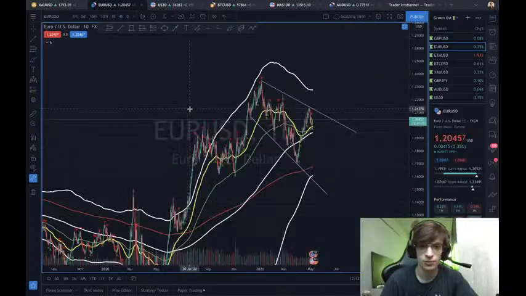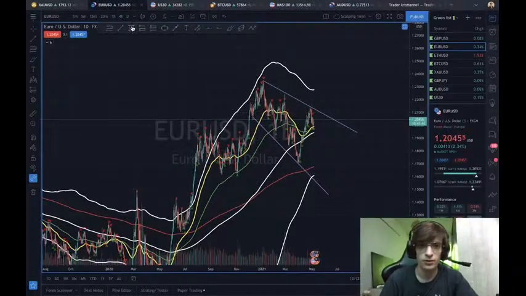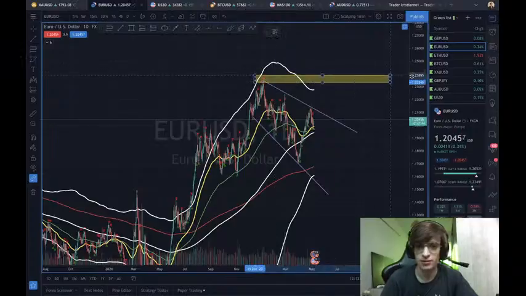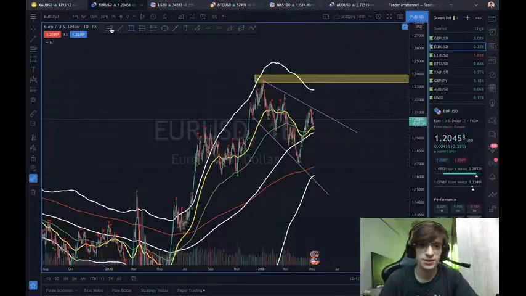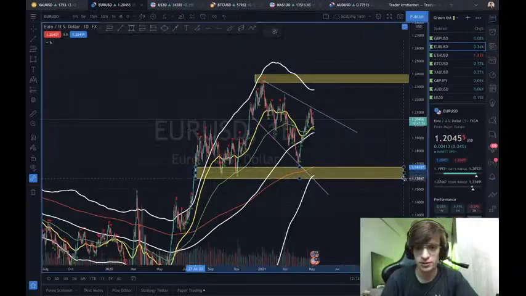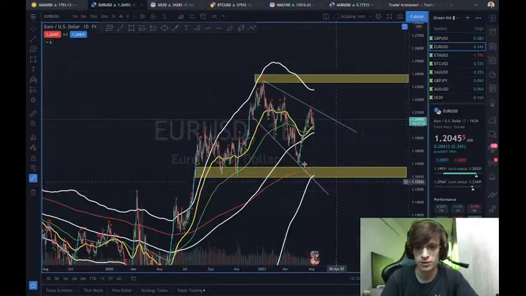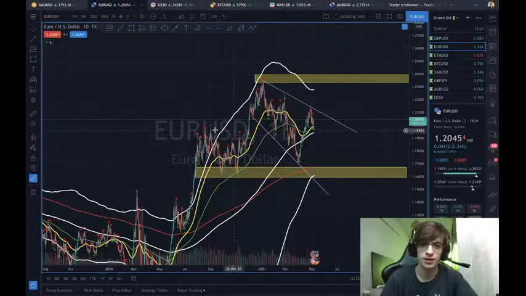Oh damn, we forgot important areas here. So this was the highest high recently, so it probably will be a resistance that needs to be broken through. Here is obviously an important support zone. You see it here as well. It was again respected, so we can count on it, kind of.